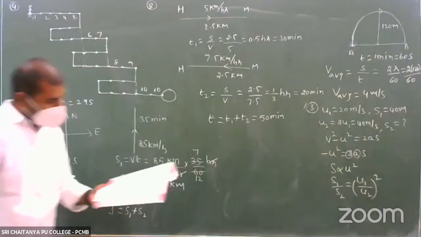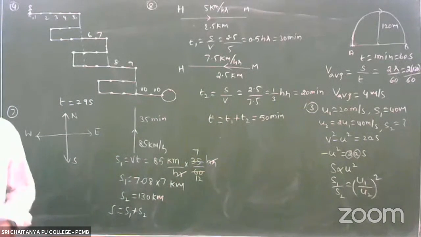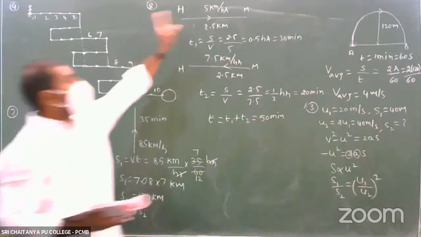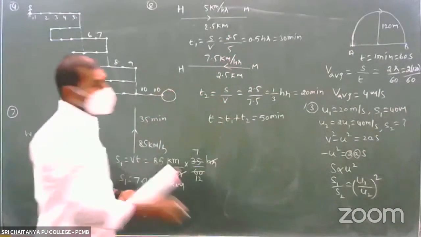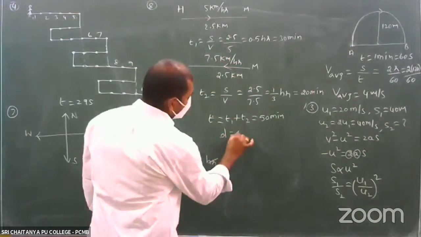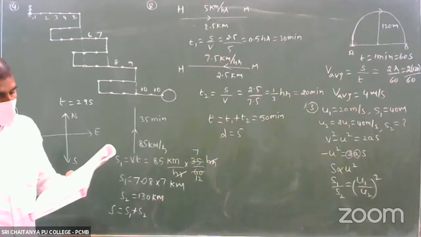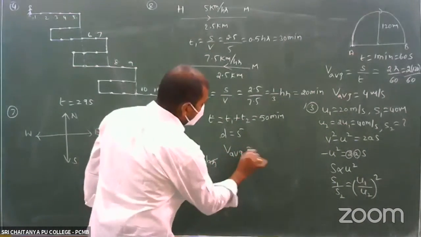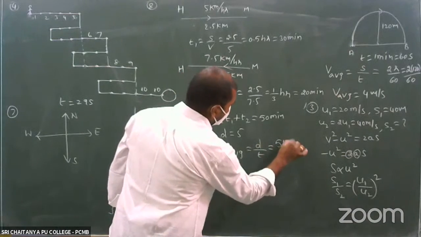And what is the distance traveled? How much he has covered the distance? House to market 2.5. Again market to house is what? 2.5. 2.5 plus 2.5, 5. What they are asking? That the average speed. Average speed means what here? Total distance by total time. Total distance is what? 5 kilometers.